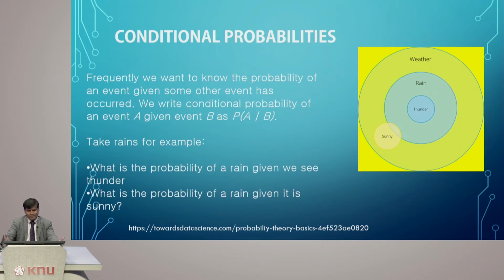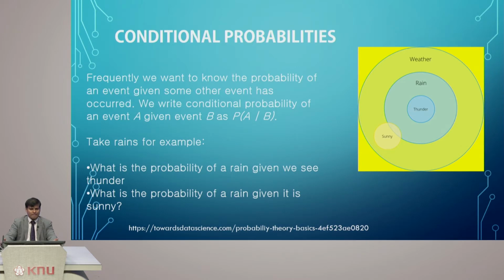You are given an event and then you are expecting another event to occur. So for example, you have this diagram where you can see the weather as a whole, and inside this weather domain you have rain, thunder, sunny. And some of the questions are like, what is the probability of rain given we see thunder? What is the probability of rain given it is sunny? The answers to these two questions seem to be very obvious.